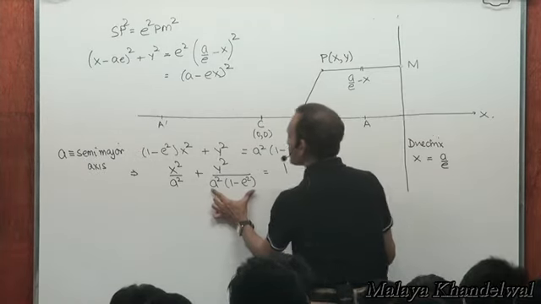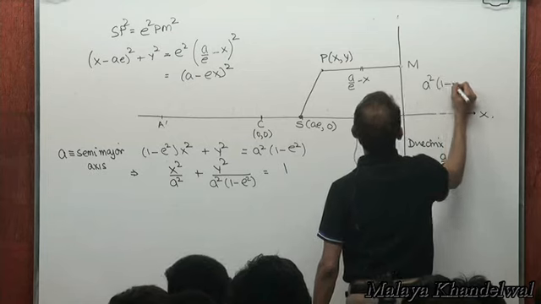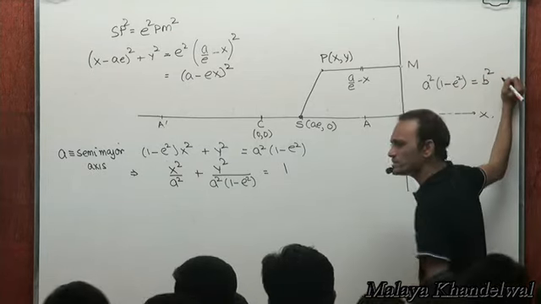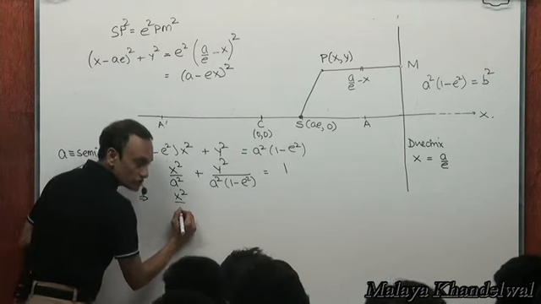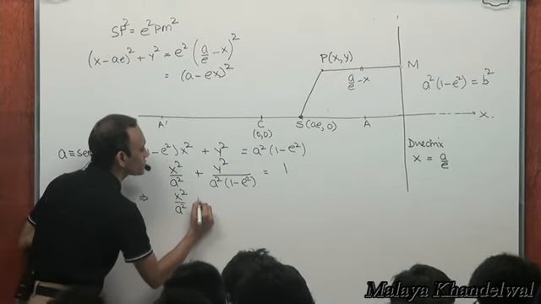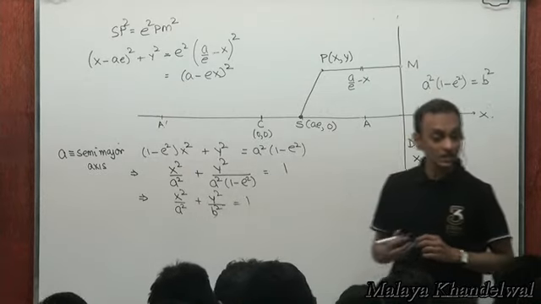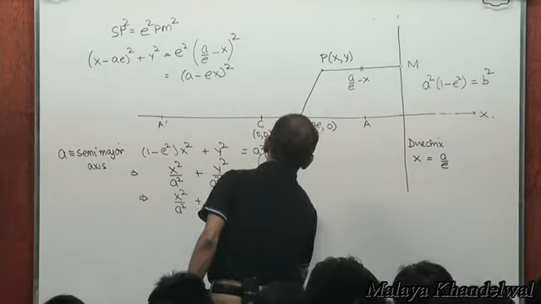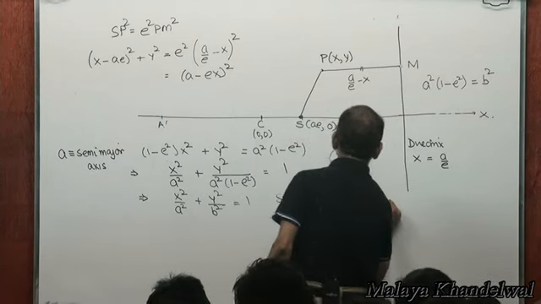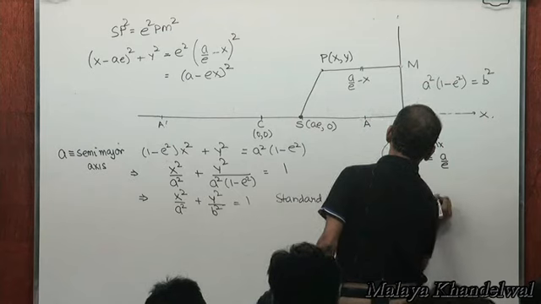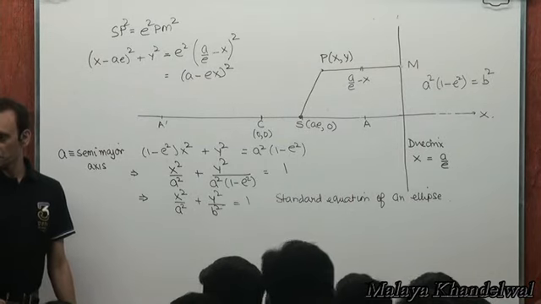Where this number A squared into 1 minus E squared, I refer to as some B squared. So when I do that, the standard equation of the ellipse whose major axis coincides with the x-axis is x squared by a squared plus y squared by b squared is 1, where b squared is going to be a squared into 1 minus e squared. This is the standard equation of an ellipse. Clear?